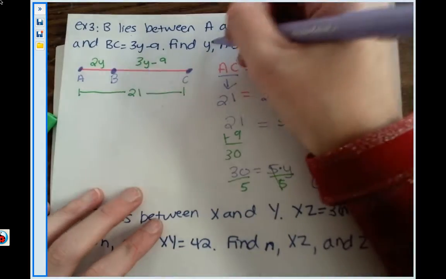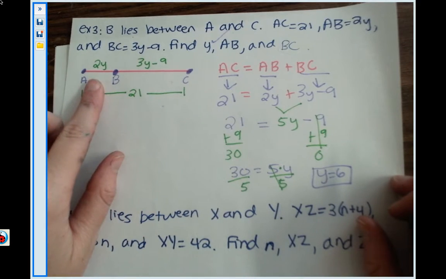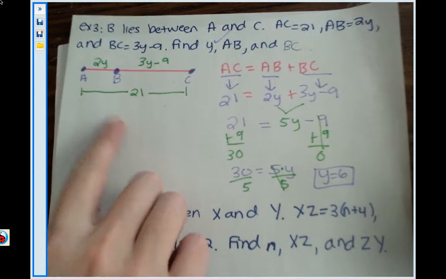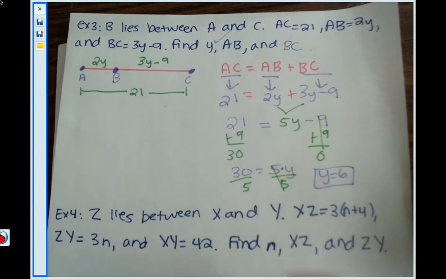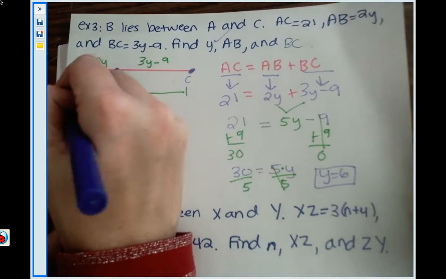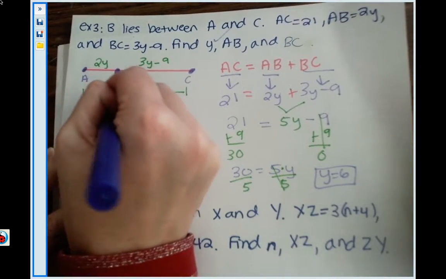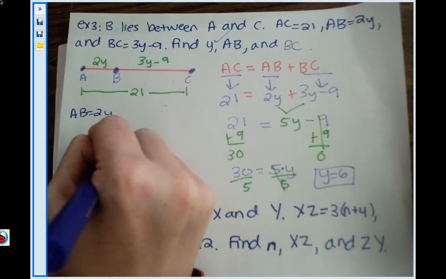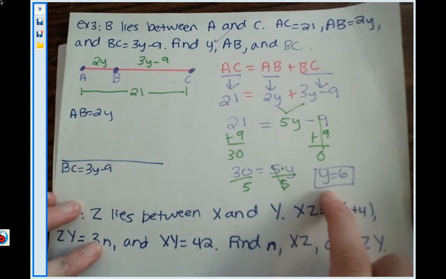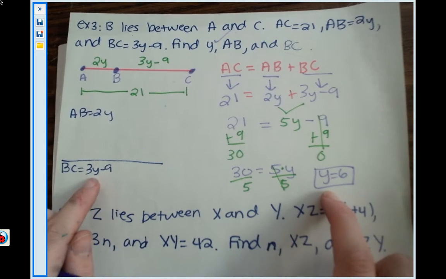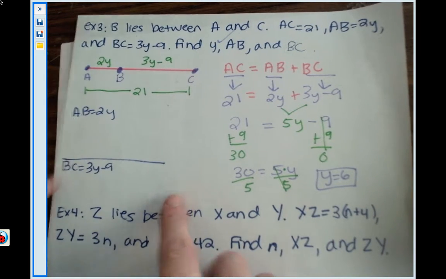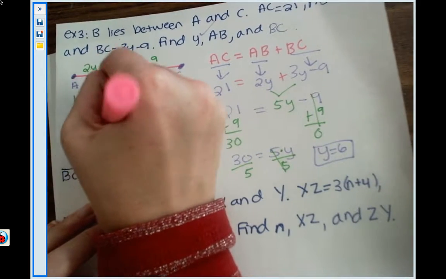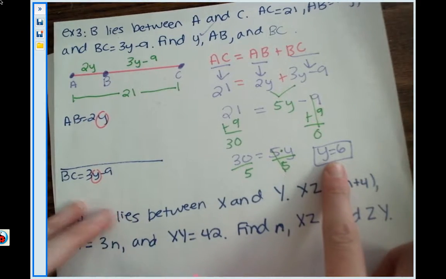All right, so my y is solved for. Now I need to find AB and BC. I know that my AB equals 2y, and I know that my BC equals 3y minus 9. So now that I know that y is 6, I can substitute in 6 for my y's, and I'll know AB and BC. So my y's are both going to become a 6.